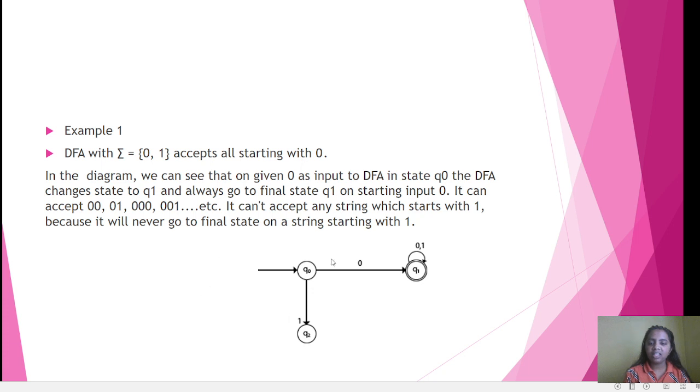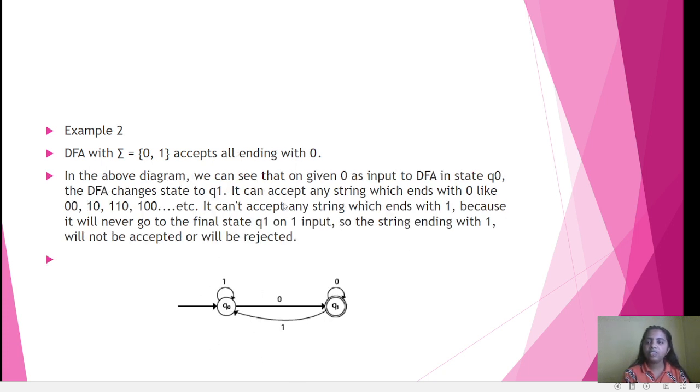If the string is starting with 1, it will go to the trap state Q2. Let me look over another example. A DFA over the symbols 0 and 1 that accepts all strings ending with 0. It will accept strings ending with 0 like 0, 10, 110, 1110, 100. These are the strings it will accept.